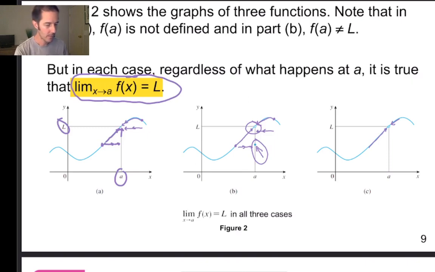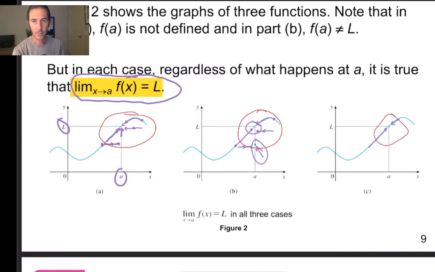The limit of f of x as x approaches a does equal L in all 3 cases, whether your function is continuous, has a discontinuity at x equals a, or even if our function's not defined when x equals a. Doesn't matter.